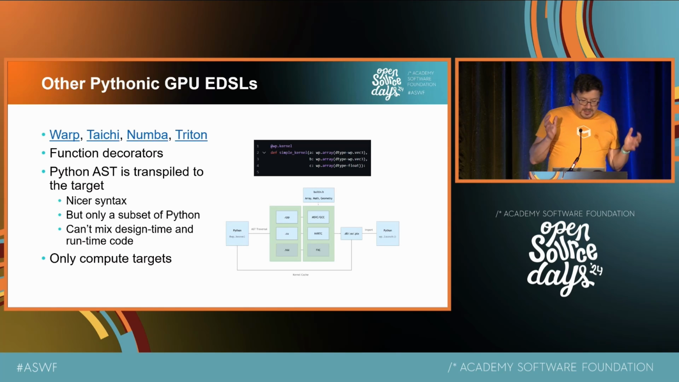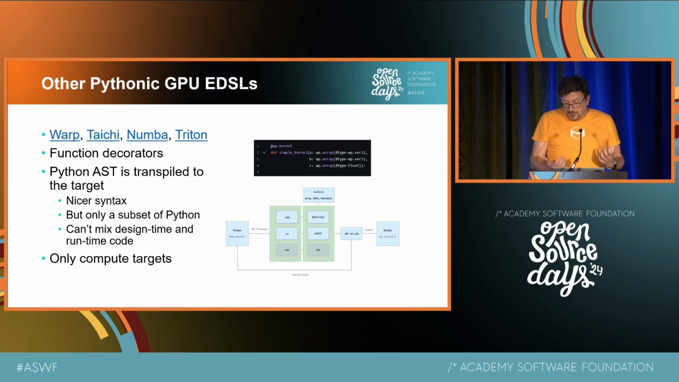And lastly, I have to mention that there are other Python-based eDSLs for GPU programming, like NVIDIA Warp, Taichi, Numba, and OpenAI's Triton. But they are pretty different from Metashade in that they actually transpile a subset of Python. They capture Python's AST with something like a function decorator, and then they transpile this Python AST to the target.